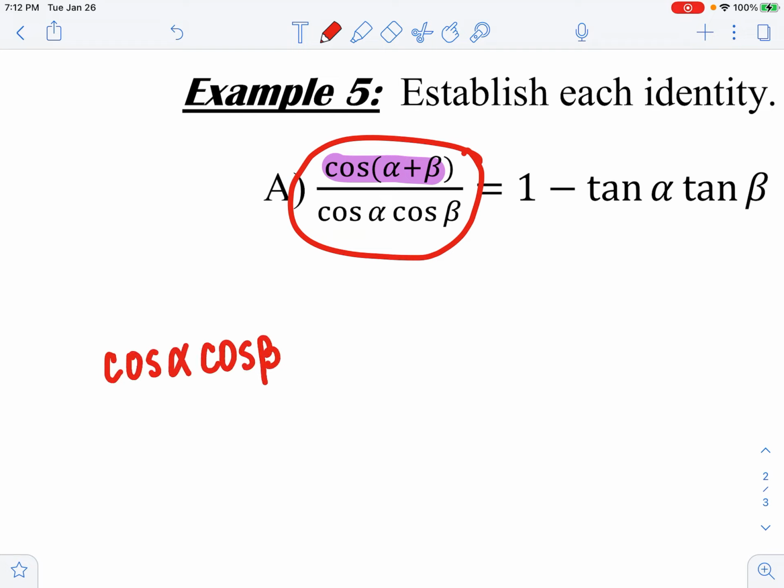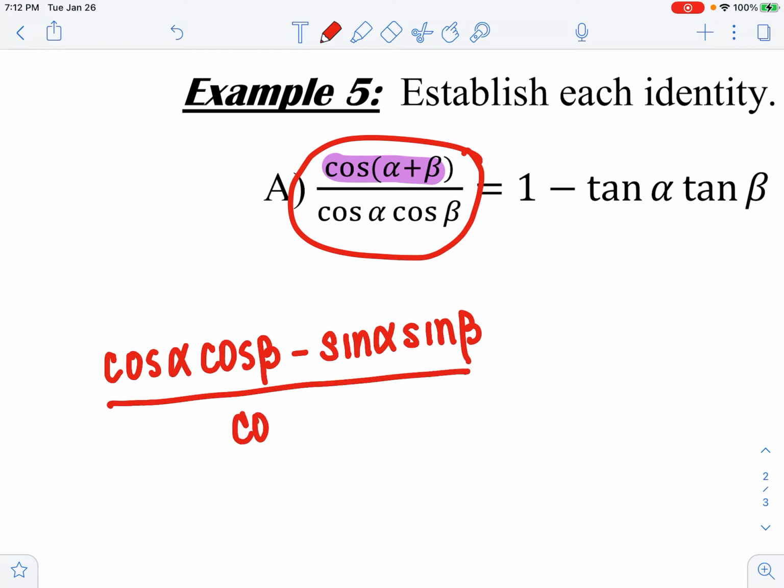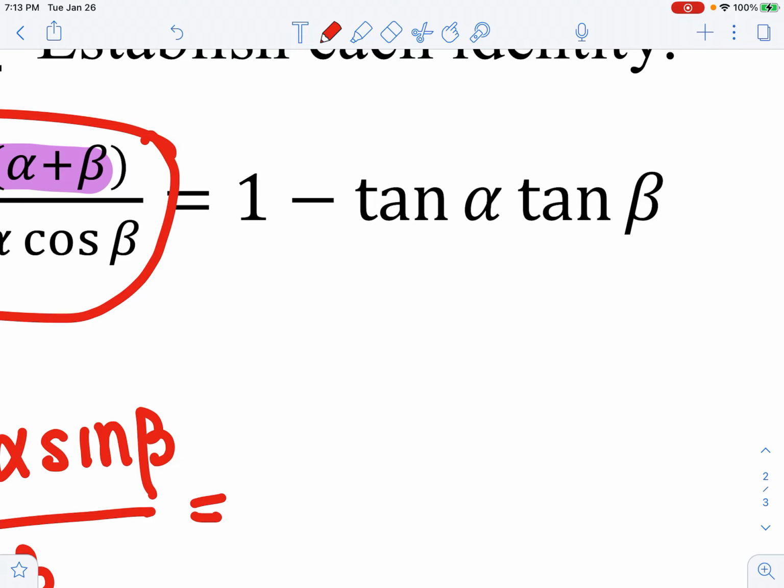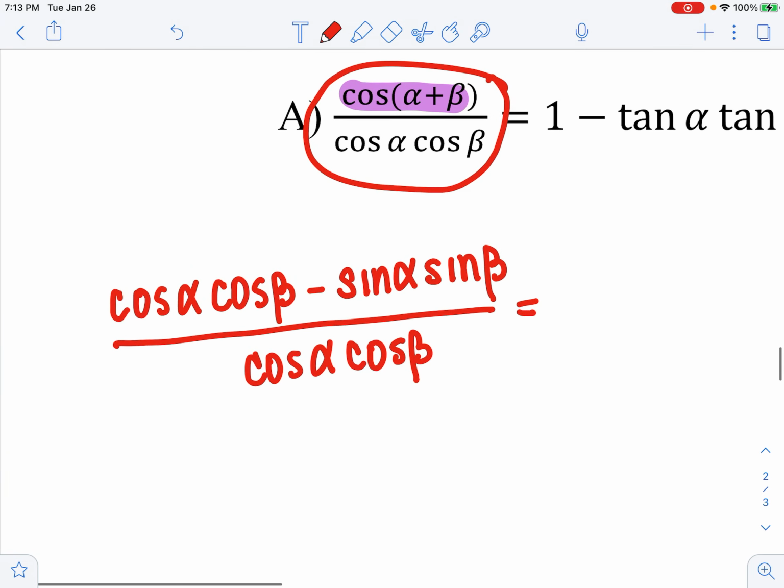Remember, it goes cosine, cosine, sine, sine. So cosine alpha, cosine beta. Change the sign, sine, sine. Sine alpha, sine beta. All over cosine alpha, cosine beta. All right, so now let's say, well, I'm stuck. If you do say that, remember, look at your answer. You're trying to get 1 minus tangent alpha, tangent beta. So ask yourself, what's tangent the same thing as? Sine over cosine. So I'm trying to get 1 minus sine over cosine of alpha, sine over cosine of beta.